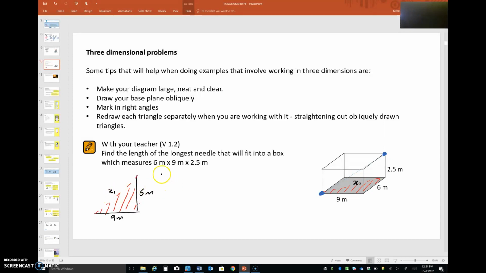So of course x1 is the hypotenuse for this triangle, so I'll have a plus in between the 2. Okay, so in this case, if we put that into the calculator, we find that the length x1 is 10.8 metres.